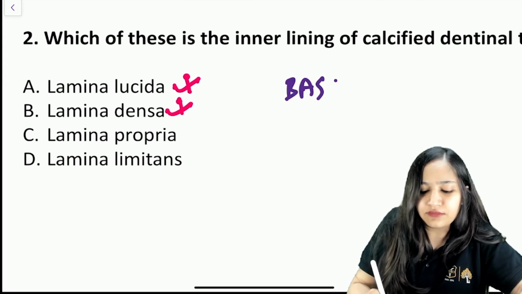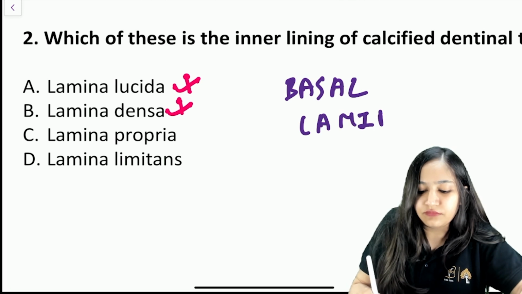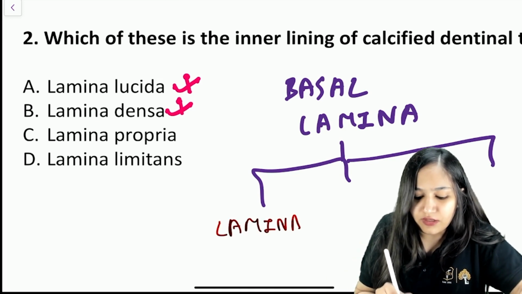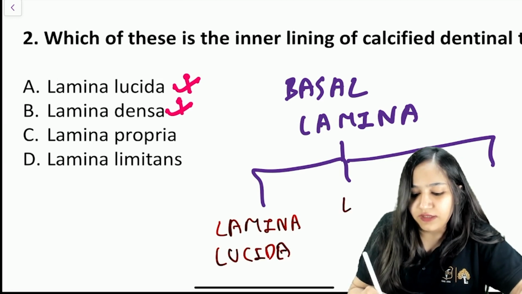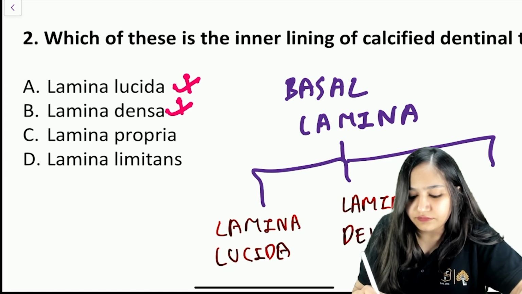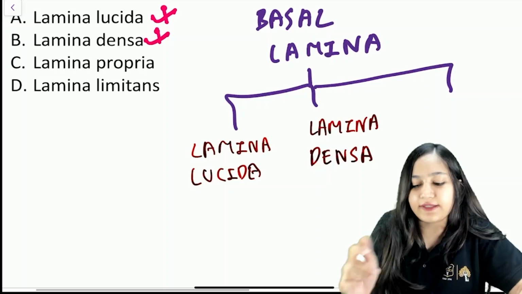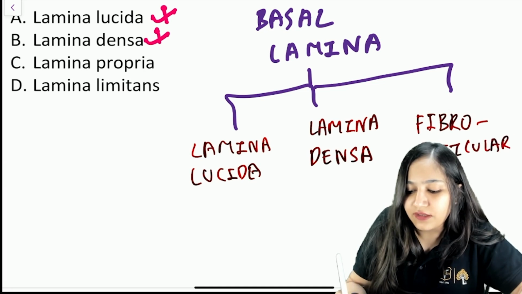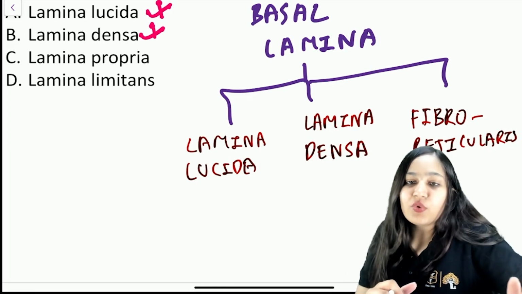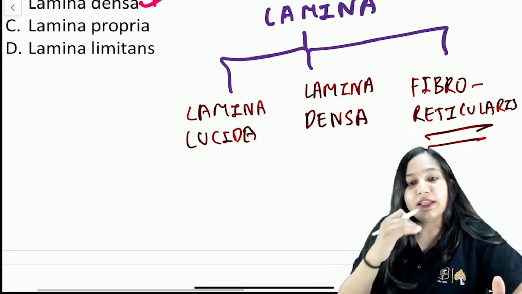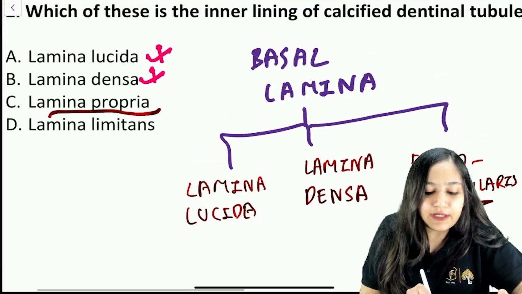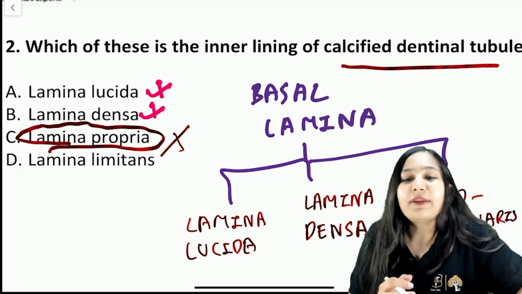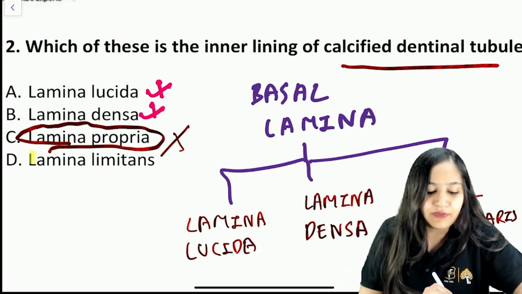Basal lamina has mainly three parts: lamina lucida, lamina densa, and last one is fibroreticularis. Lamina lucida is the clear zone, lamina densa is the middle layer, and fibroreticularis is present near the lamina propria. Coming to lamina propria, it is the connective tissue portion. So this is also not the correct answer. Here we are talking about dentinal tubules. These are not part of dentinal tubules. So the correct answer remaining here is our lamina limitans.